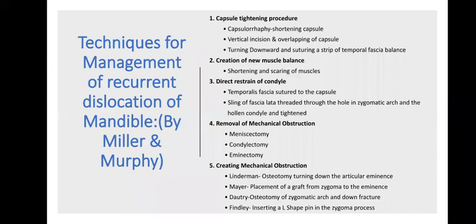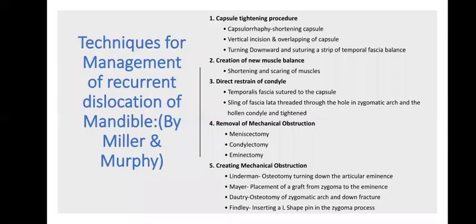Now the techniques for management of recurrent dislocation. As they have mentioned recurrent dislocation, we'll be going for the surgical approaches. Otherwise, if it is acute dislocation, then there are various techniques for it, like the Nelaton technique or the Dawson technique. So here we'll be discussing the surgical procedures. In surgical, the first one is capsule tightening procedure. The second is creation of a new muscle balance. The third is direct restraint of the condyle. Fourth is removal of the mechanical obstruction. And the last one is creating mechanical obstruction, and that is most commonly preferred.